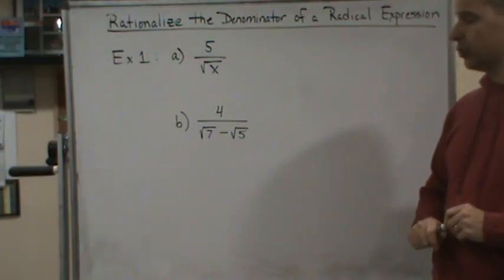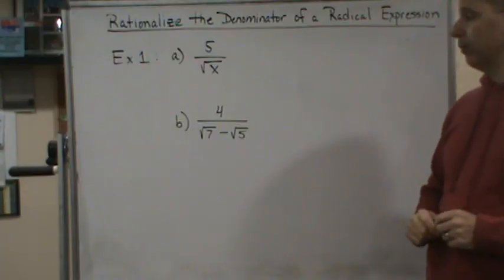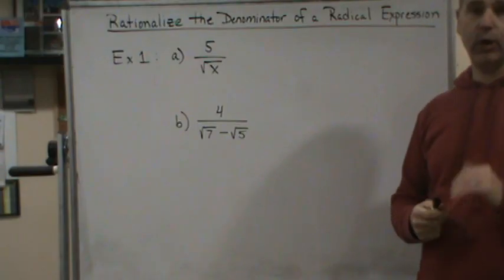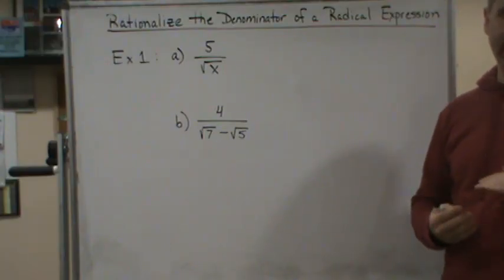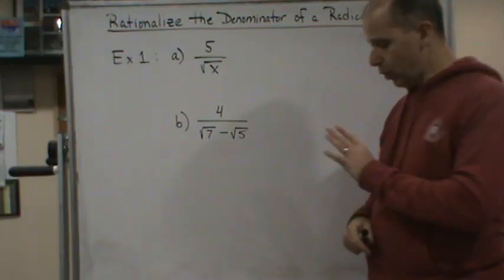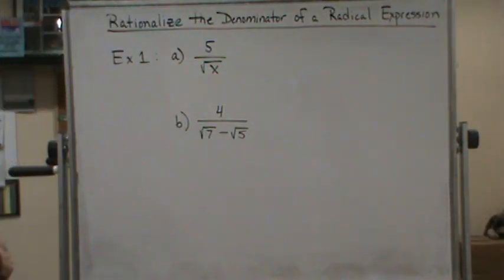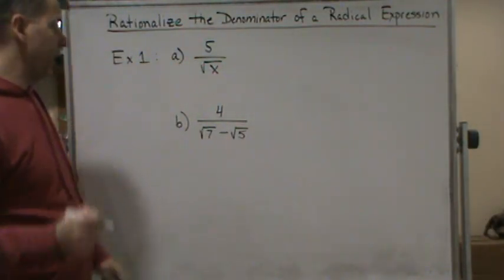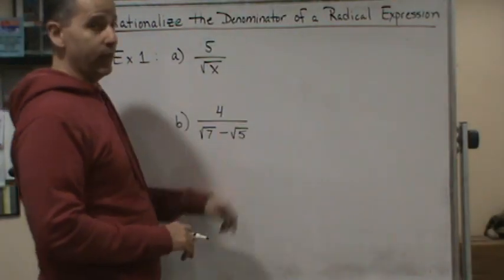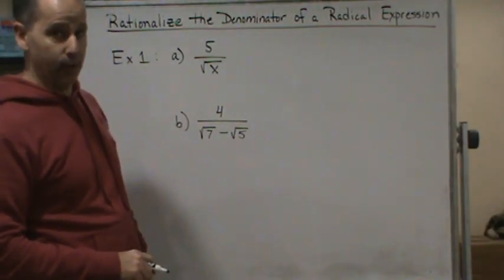And the other thing is, in a fraction, we don't want radicals in the denominator. Okay? So look at these two examples here. We're going to show you how to rationalize both of them. Rationalizing means we're going to get rid of the radical in the denominator.